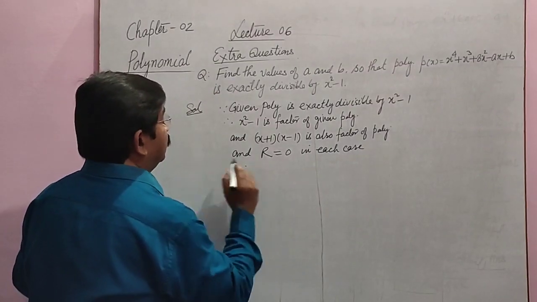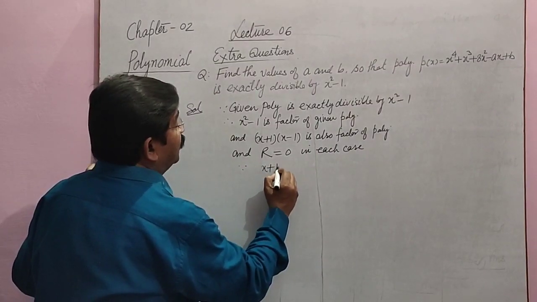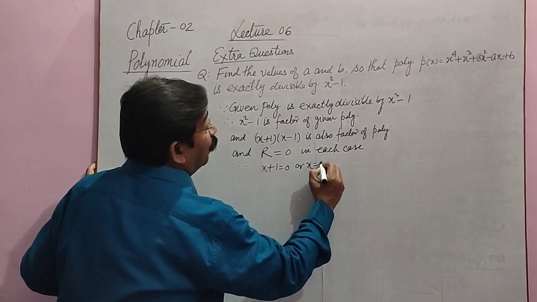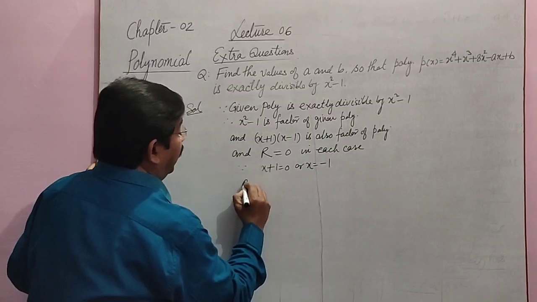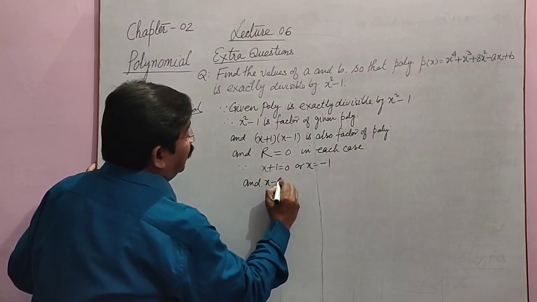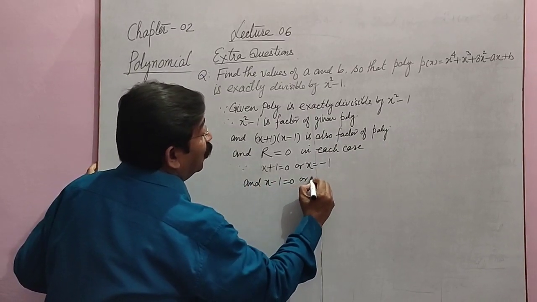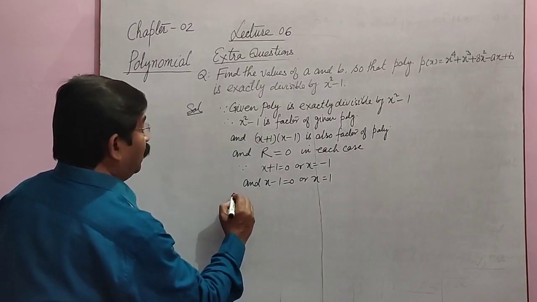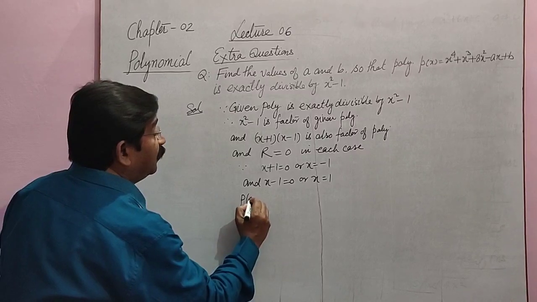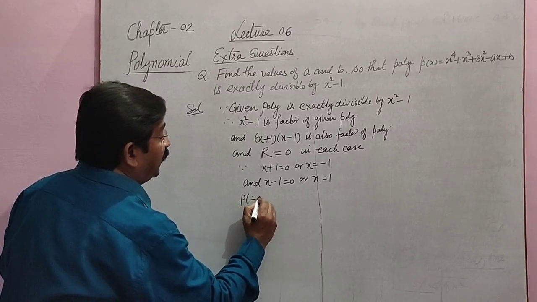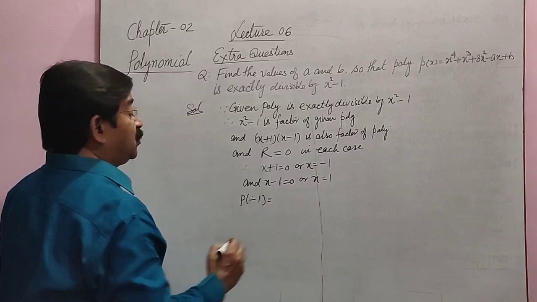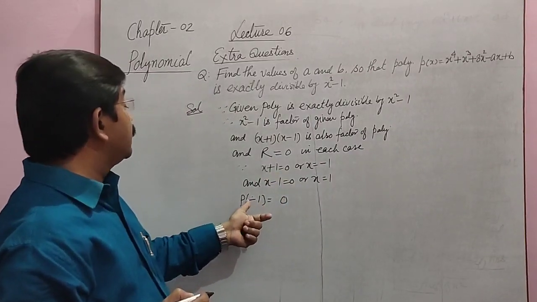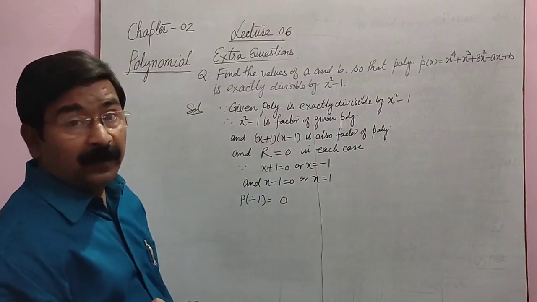So since x plus 1 is equal to 0, or x is equal to minus 1, and x minus 1 is equal to 0, or x is equal to 1. So we are going to find P(1) and P(minus 1). P(minus 1) is equal to what? 0. Means when you put the value of x is equal to minus 1, remainder will be 0.